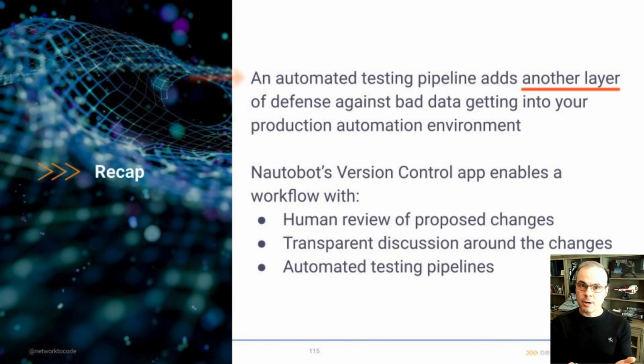So to recap here, this version controlled app enables us to do human review of the proposed changes. It allows us to discuss the changes transparently in the pull request. And we've added a CI pipeline here that adds another layer of defense that does automated checks on the proposed changes to make sure that we're not putting bad data into production.